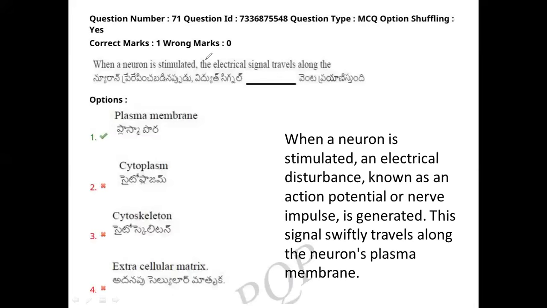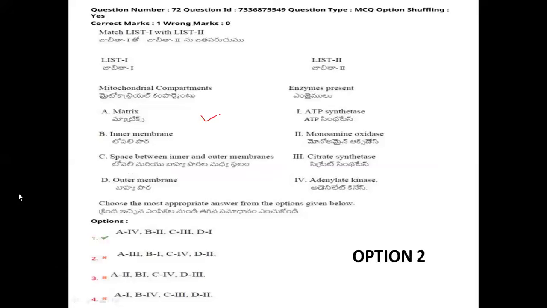Next, when a neuron is stimulated, the electrical signal travels through the plasma membrane. So when the neuron is stimulated, there will be a production of disturbance. This electrical disturbance we call a nerve impulse or action potential. The nerve impulse or action potential that is generated will be traveling along the neuron's plasma membrane. Done? So the correct answer will be the plasma membrane.